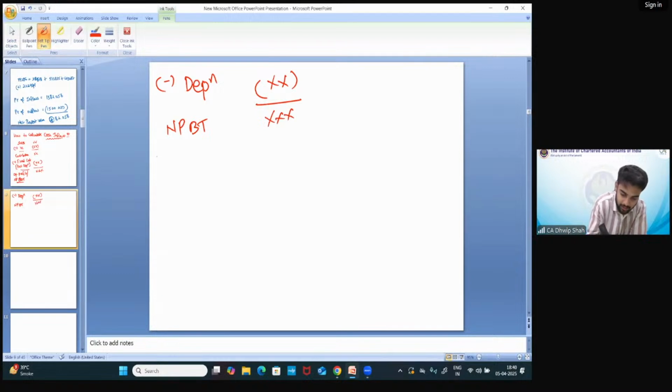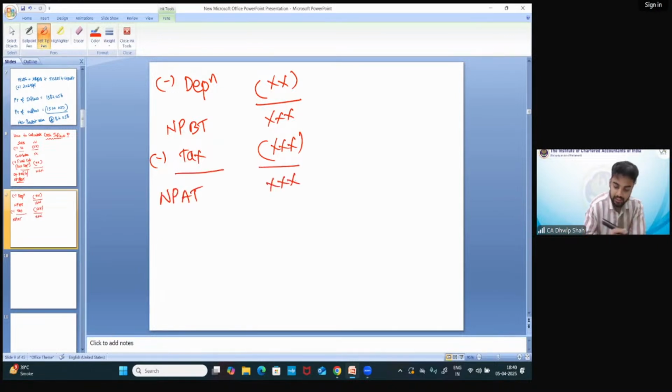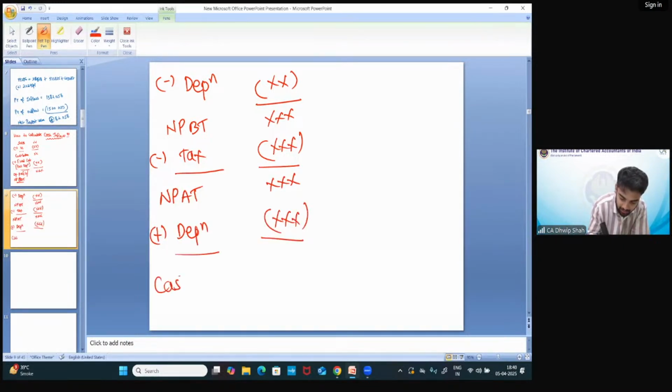Are you following? इसमें से I will subtract tax. So the resultant figure is called as net profit after tax. Is simple or not? And now I will add the depreciation, and the resultant figure is my cash inflows.